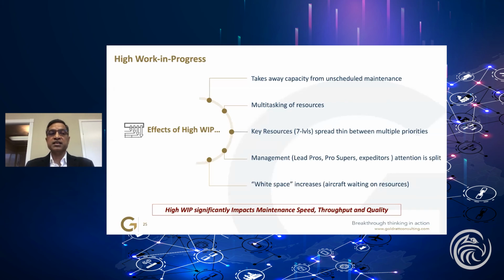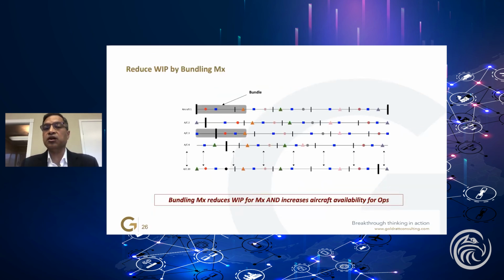And of course, the aircraft are waiting on each other because we always have only limited people to do the jobs in limited time. So when you have very high WIP, it causes multitasking, which immediately has a big impact on maintenance throughput, speed, and quality. So we introduced this simple idea called bundling.